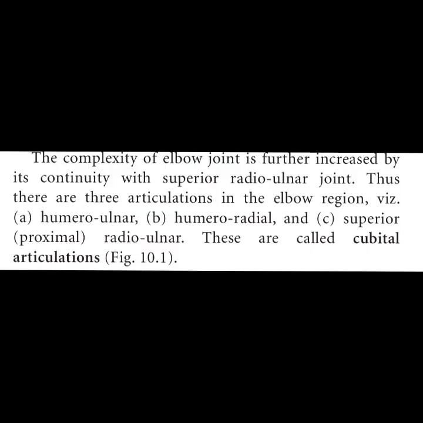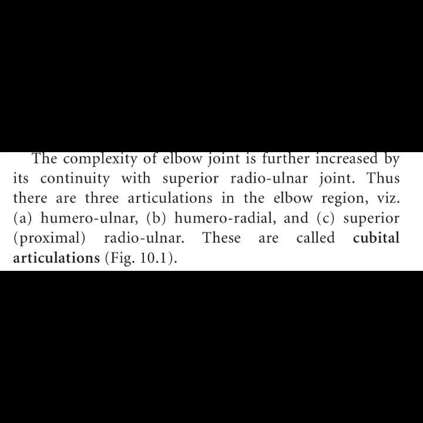Now one thing you have to know: the complexity of the elbow joint increases by three different parts. It increases with the humeroradial joint, the humero-ulnar articulation, and the proximal radio-ulnar joint. So we have the humeroradial joint, humerus and radius; the humero-ulnar joint, humerus and ulna; and the proximal radio-ulnar joint. All of this we call the cubital articulation, because in front of the elbow joint you can see the cubital fossa. So the cubital fossa is in front of the elbow joint.